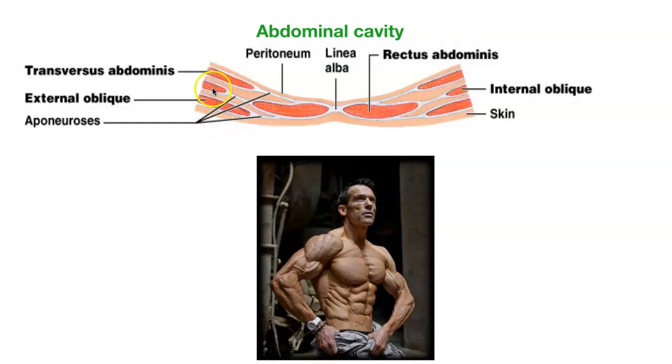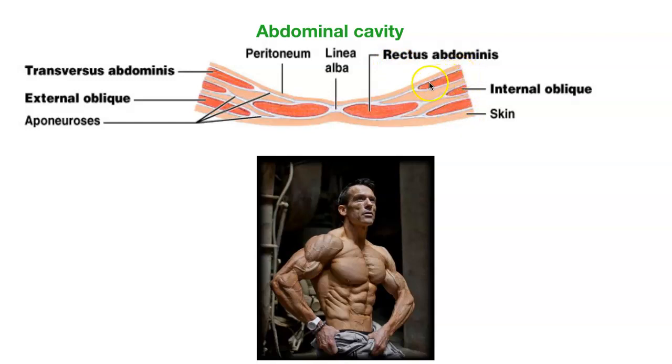Just deep to the external oblique is going to be the internal oblique. It's not as big as the external, and its muscle fibers are also in oblique fashion, but they're going in the opposite direction. External oblique, they're going down. When you see the internal oblique, their muscle fibers are going up. So they're still oblique, but in the opposite direction as the external oblique.